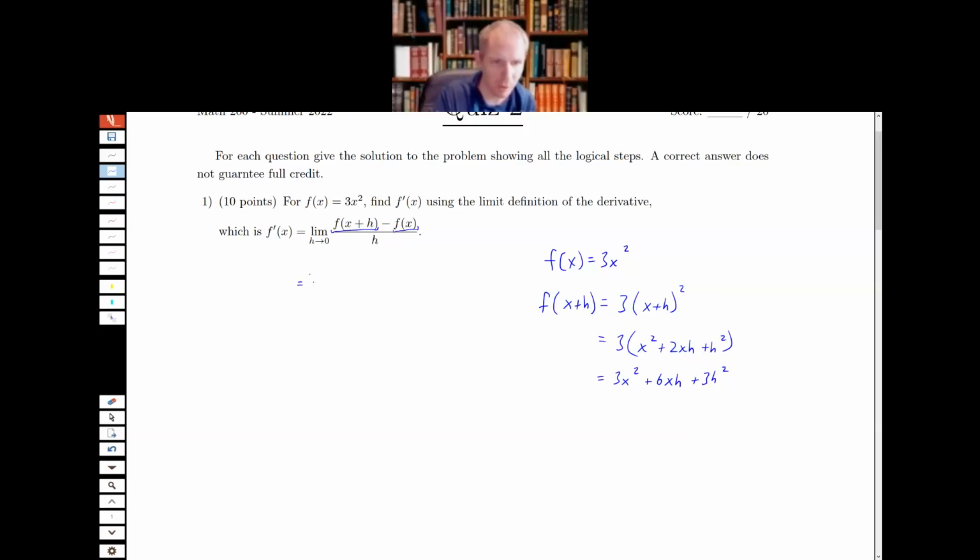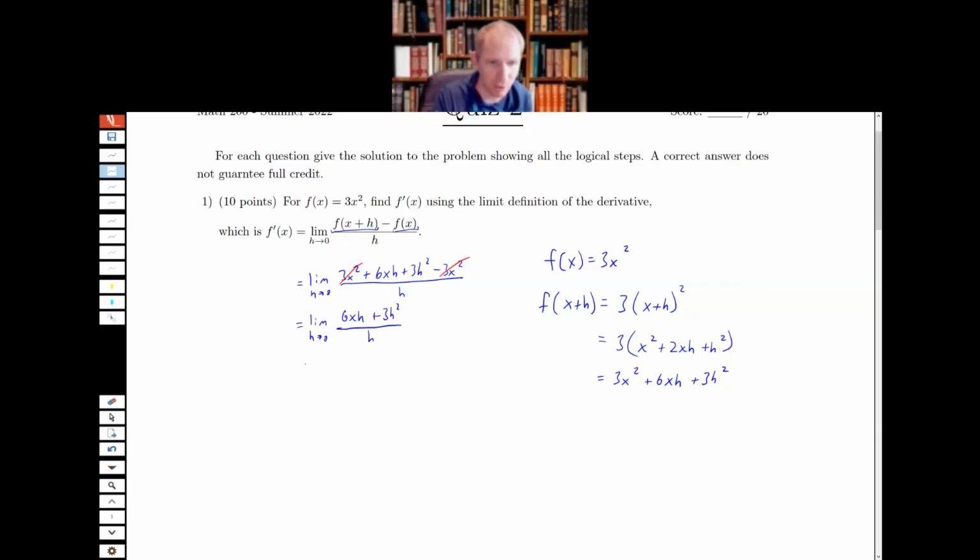Okay, so our f prime is going to be the limit as h goes to 0 of 3x squared plus 6xh plus 3h squared, and then minus f of x, so minus 3x squared. If there were more terms in the f of x, I would want to make sure I put them all in parentheses so that the negative gets distributed to all of the parts. Okay, so now the 3x squared minus 3x squared add to 0. So I'm going to have the limit as h goes to 0 of 6xh plus 3h squared all over h.